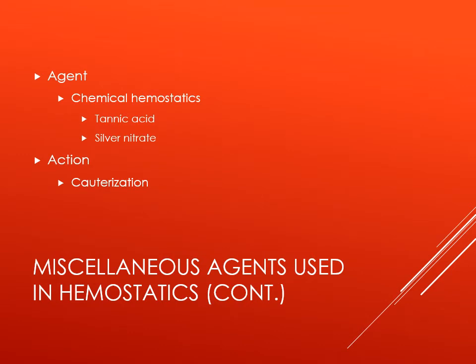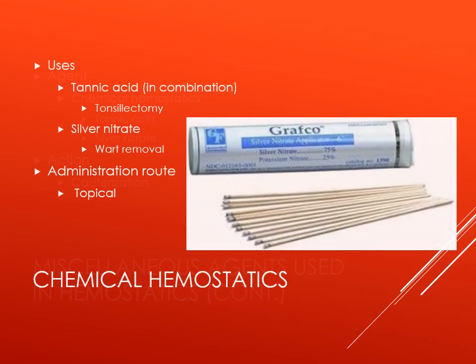Some of the other miscellaneous agents I want to talk about are chemical hemostatics. So these are going to include tannic acid and silver nitrate. These are actually going to cauterize bleeding surfaces chemically. These kind of come in a stick form. So if you think about a really long matchstick, that's kind of what silver nitrate sticks look like. You can see here the picture. And a lot of times they're just going to grab one single one of these out to use on the patient.